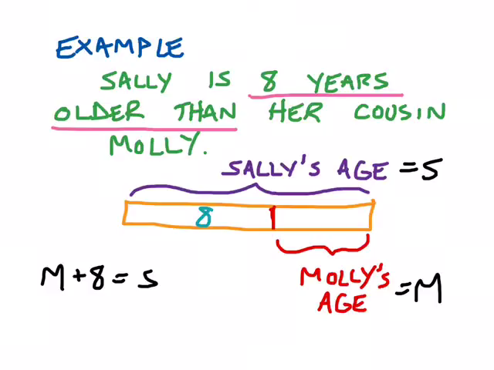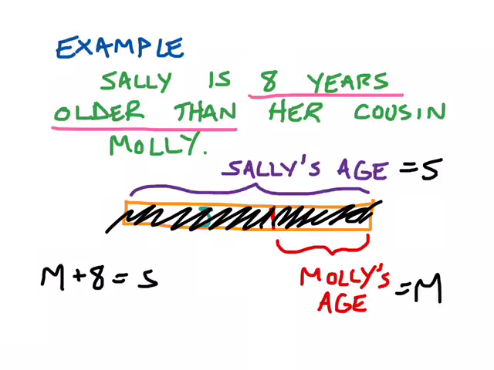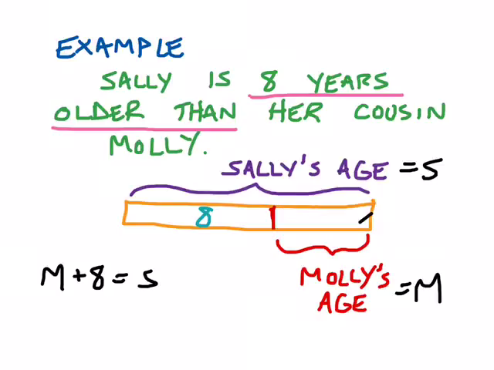Alternatively, I could think about this entire bar being Sally's age, and if I took away that 8, now it represents Molly's age, or it matches up with Molly's age. So I can say Sally's age, the big age, minus 8 would equal Molly's age. So again, two ways of looking at that idea. Sally is older than Molly, or Molly is younger than Sally. And here are the two equations that mean the same thing, but look at it from those different perspectives. Those are inverse equations.